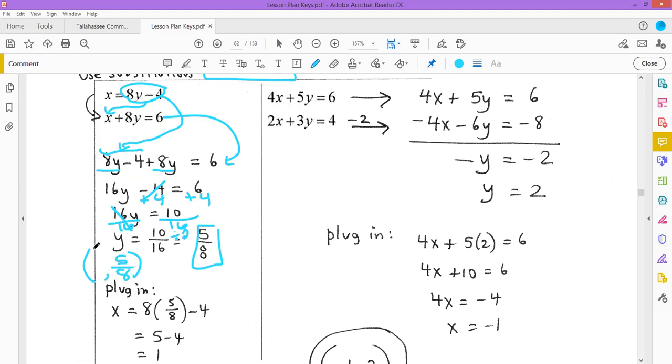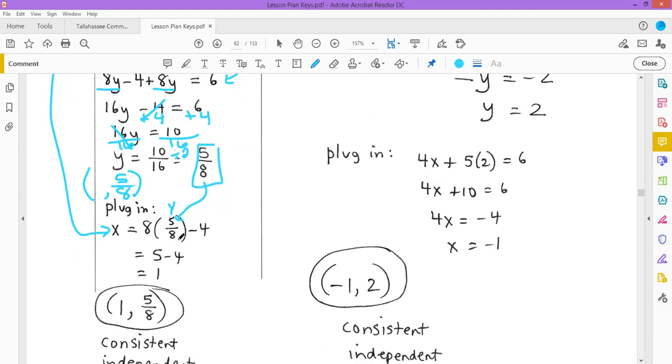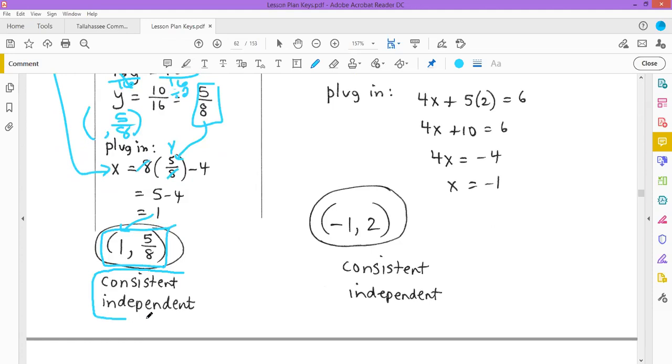To get our x coordinate, we're going to go back and plug in the value for y into that first equation. Remember, that first equation was 8y minus 4. So here 8y minus 4, but we're substituting 5/8 for y. Now when we do that, these 8's cancel each other out, leaving 5. Minus 4, 5 minus 4 gives us 1. This is our x-coordinate. So here's our solution. It's 1 comma 5/8, which we describe as being consistent and independent. One solution, consistent and independent.